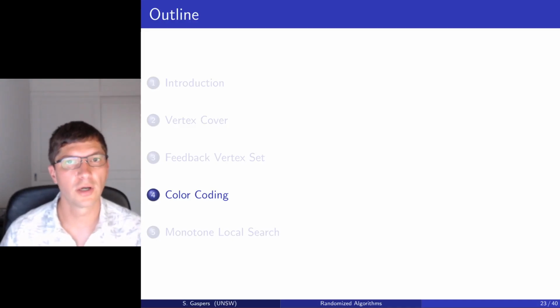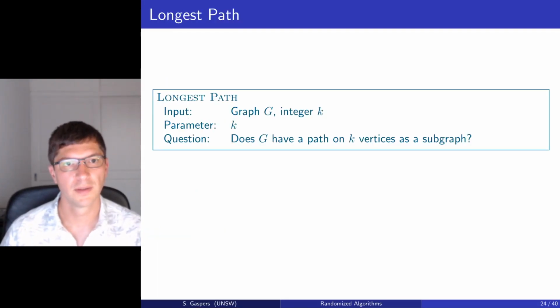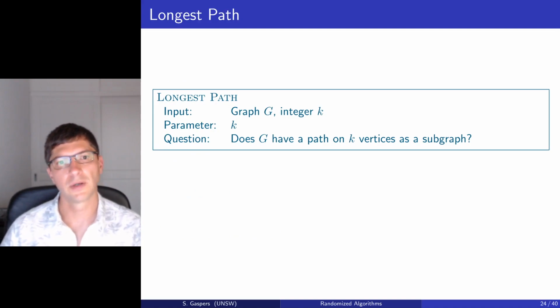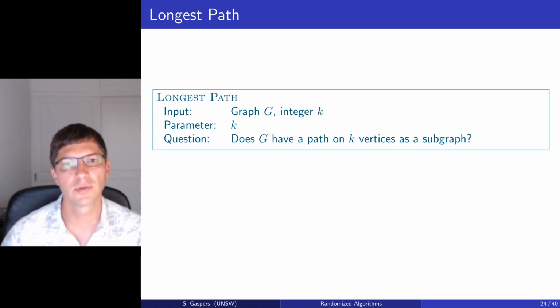Next, we will discuss the color coding technique. Let's look at an example. Longest path. The input is a graph G and an integer k, the parameter is k, and the question is whether G has a path on k vertices as a subgraph.